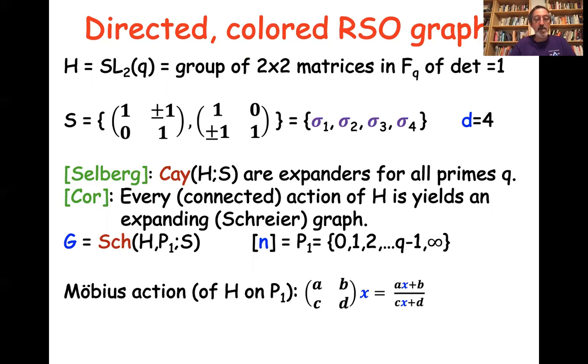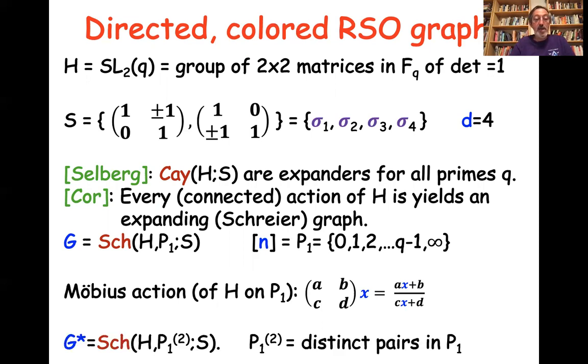This is just simply the set of numbers from 0 to q minus 1, namely Fq, and the point at infinity. And the action of a group element on this set is the famous Möbius action. So matrix ABCD acts on X simply by taking it to AX plus B over CX plus D. If you define division by 0 and multiplication by infinity appropriately, you see that this is a group action, so it composes with the group multiplication. And it's transitive, so it's a connected graph, therefore an expander in this case.